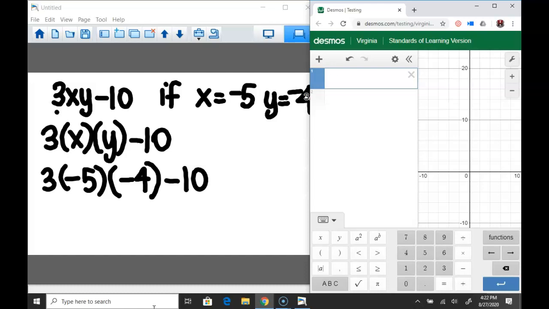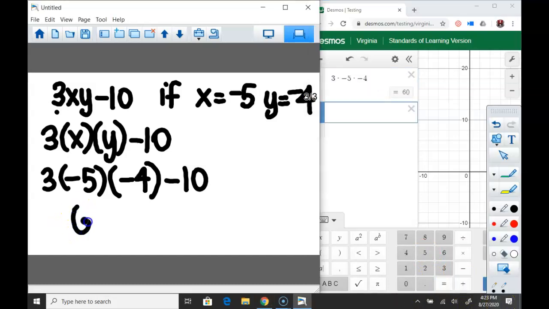So we're up to multiplying and dividing, and it has plenty of multiplying to do. So we're going to do 3 times negative 5 times negative 4. So coming over here to my calculator, I'm going to do 3 times negative 5 times negative 4. And you'll notice that that gives me a positive 60. So I've got 60 minus 10, and then 60 minus 10 is 50.